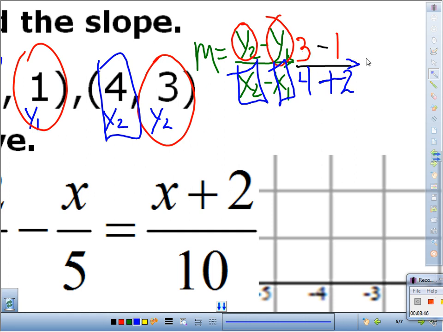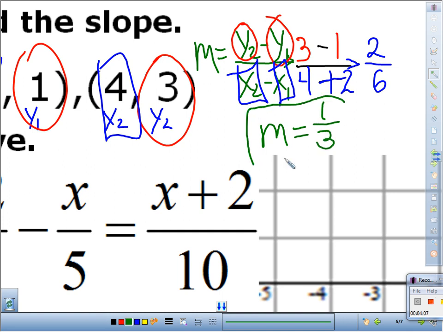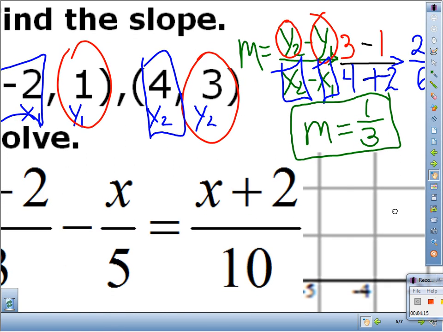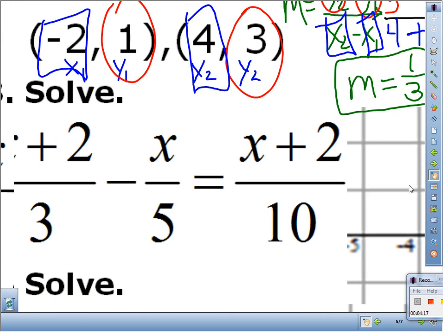So what is 3 minus 1? 2. 4 plus 2, that's 6. Can I simplify this? No. Yes, m equals 1 over 3. Hands, if you got slope 1 over 3? Okay, good. So that was number 2. Go to number 3.